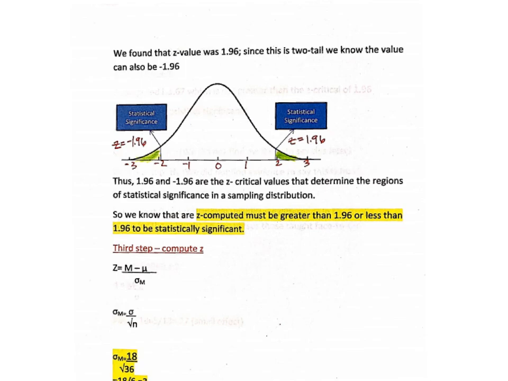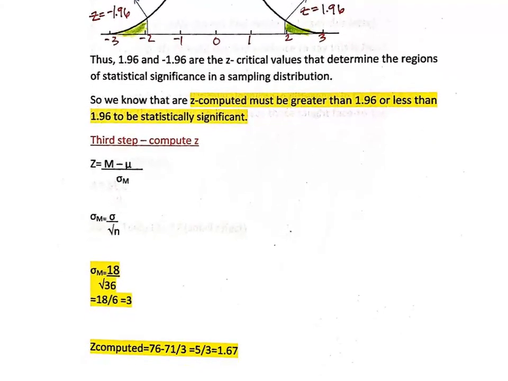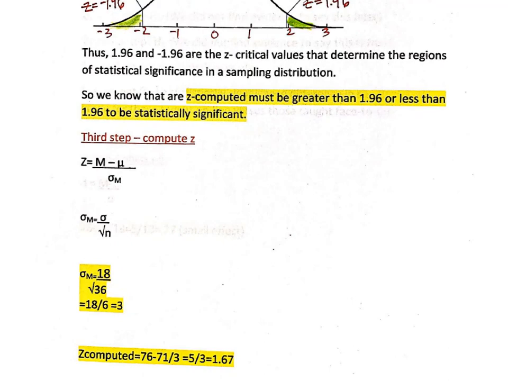So that's going to be our third step. We're going to compute the z value. And we're going to go ahead and add right in here a negative. So you have negative 1.96, so that you remember that one is positive 1.96, greater than 1.96, and one is less than negative 1.96.